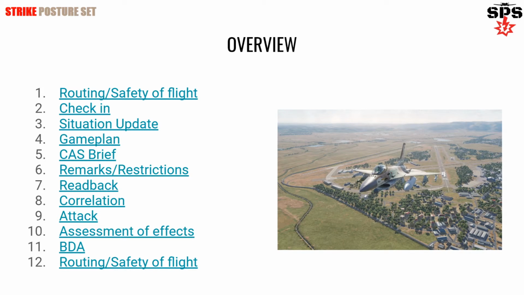Today we are going to see the last part of the CAS sequence, which is from step 8 to 12. So we've seen all the steps up to the readbacks. Now the readbacks are done and the CAS brief is done, and we just need to move on to the correlation, to make sure the pilot is looking at the right target or has inputted the right coordinate in his system. So let's go to that.